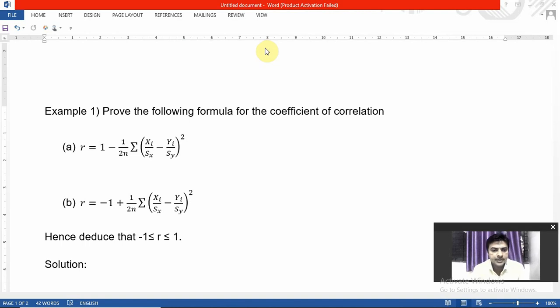Hello students, today I am going to teach you how to prove the following formula for coefficient of correlation. Before solving this example, you should first know the definition of correlation, the coefficient, the formula, and the types. In my previous video I have covered all this, and now I'm going to simplify this example.